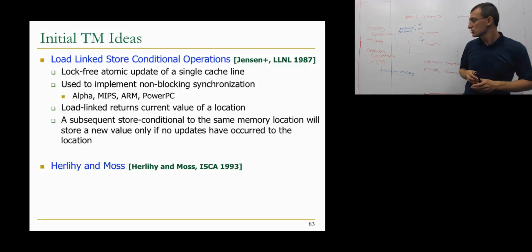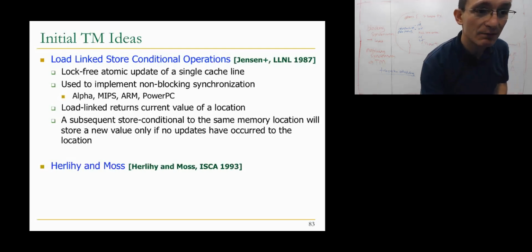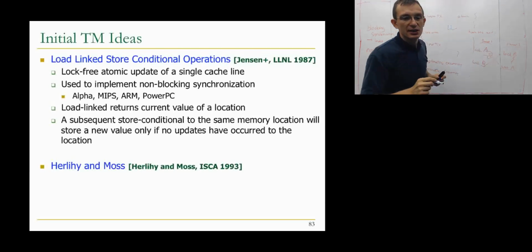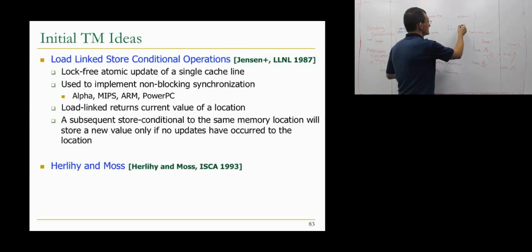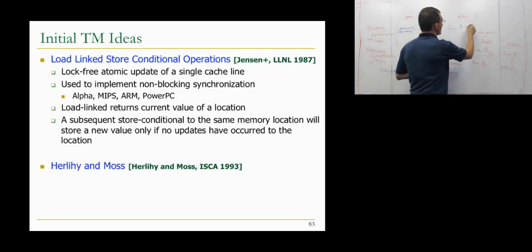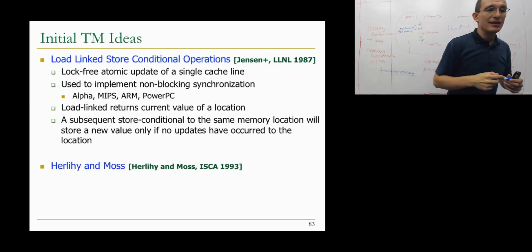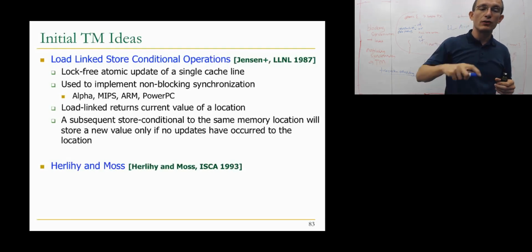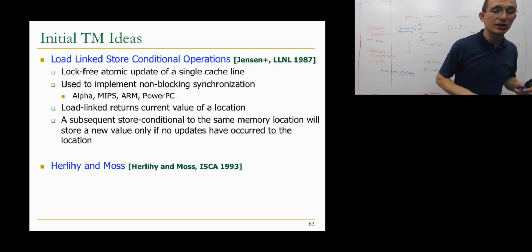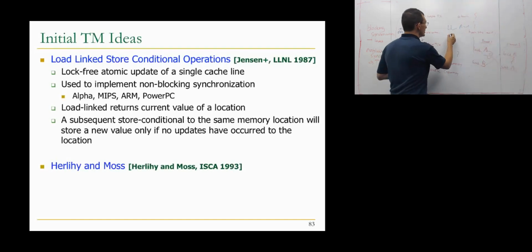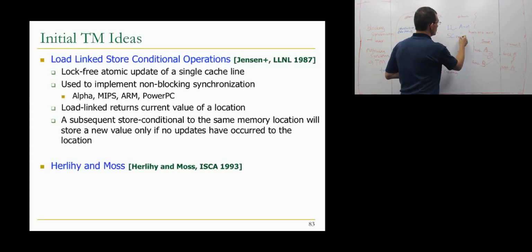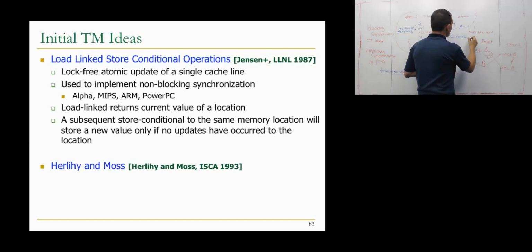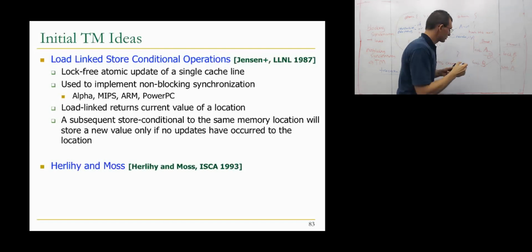The basic idea is you have two instructions, load-linked. The load-linked instruction, LL, returns the current value of a location. Let's say load-linked memory location A into R1. Okay? And then a subsequent store conditional to the same memory location will store a new value only if no updates have occurred to the location. Okay? And then you do store conditional, you give it R1 and then memory location A, right? Okay?